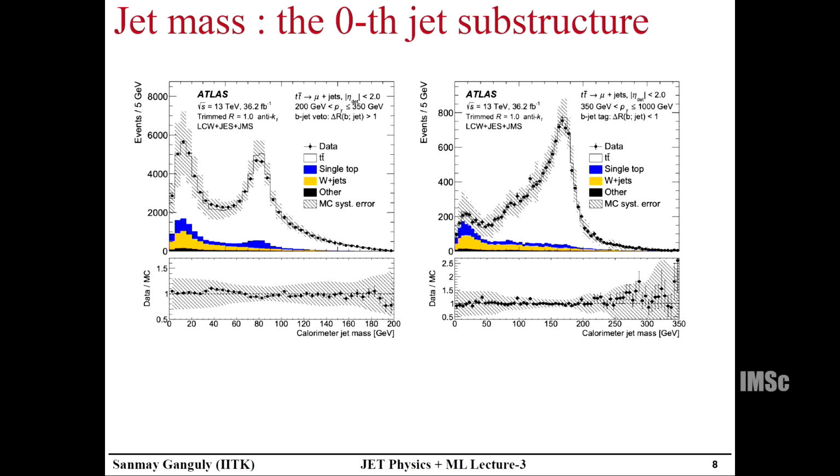You see something called trimmed R equal to 1.0 anti-kT. Trimming is an algorithm related to jet substructure, which means the jets were reconstructed with jet radius parameter 1.0. Then trimming means there were soft particles. I will come to explain what trimming is, but naively there are soft particles in that jet, and you have an algorithm to identify and throw away those soft particles. That's trimming. A parallel family of jet groomers are called pruning, soft drop, etc. So when you see this plot, of course some jet substructure methods went in.